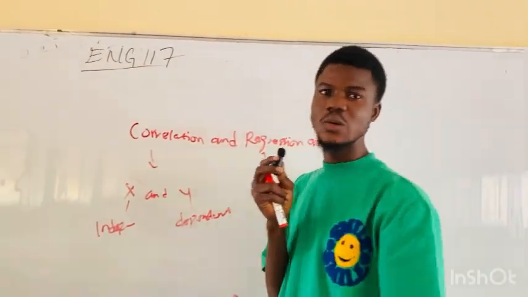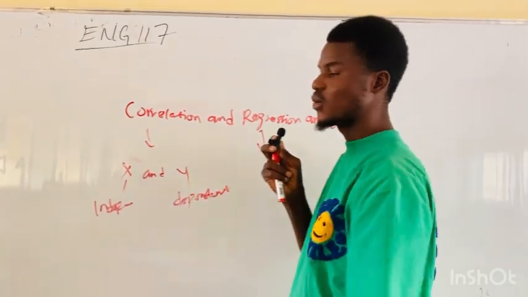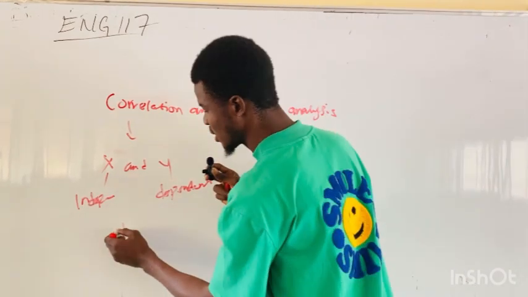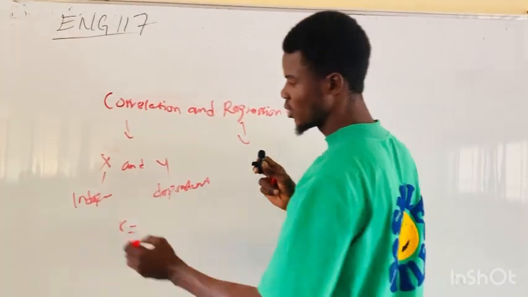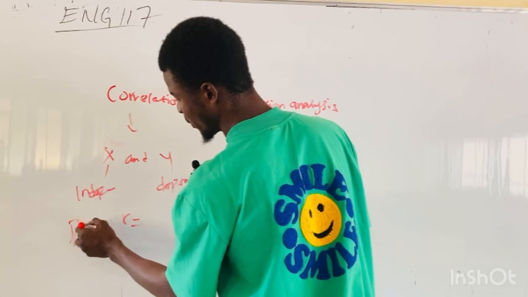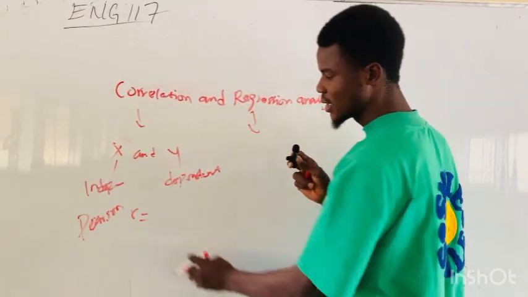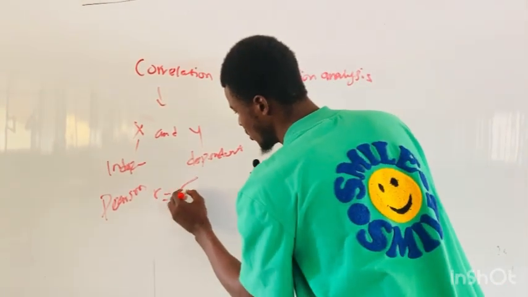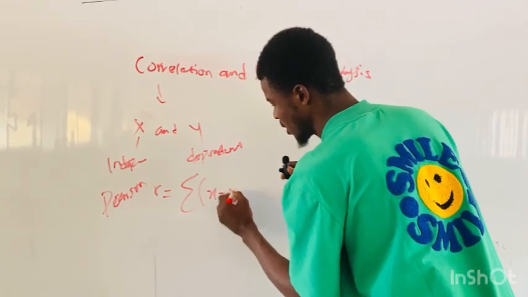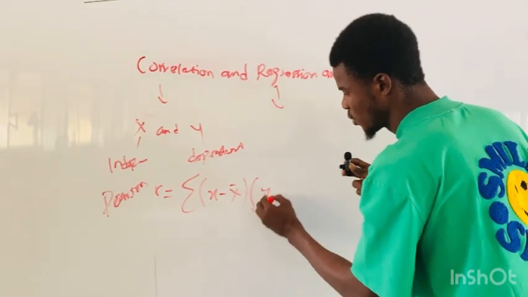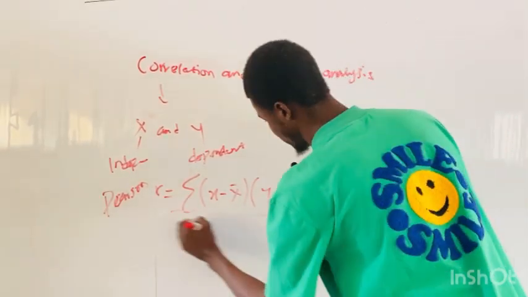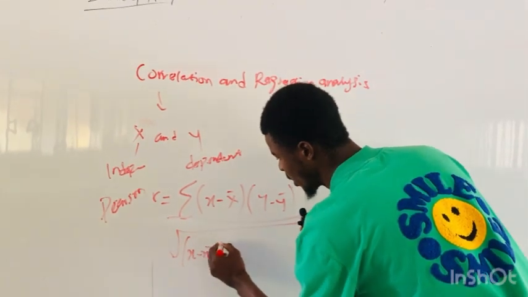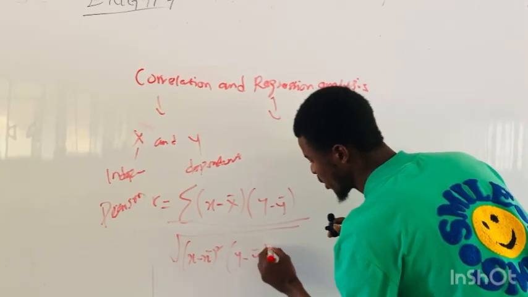So for us to calculate the correlation, we have to use a formula which we call the constant R. This R is denoted by a mathematician called Karl Pearson. He said our R, which is the coefficient of correlation, will be equal to the summation of (x minus x bar)(y minus y bar), all divided by the square root of the summation of (x minus x bar) squared times the summation of (y minus y bar) squared.